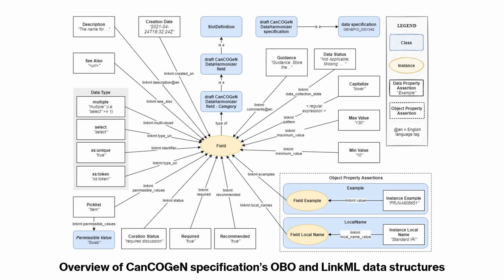Now to look at an overview of the CANCOGEN specification using OBO and LinkML data structures. So within the specification, we're using broad field categories as classes, and individual fields are being instantiated as instances, also known as individuals, to be represented in the structure. If you want to think of it, a class could be, say, the sequencer and a specific sequencer model, whereas the instance would be that genome sequencer, but its unique instance of existing in your laboratory.